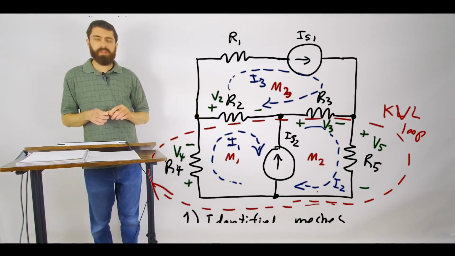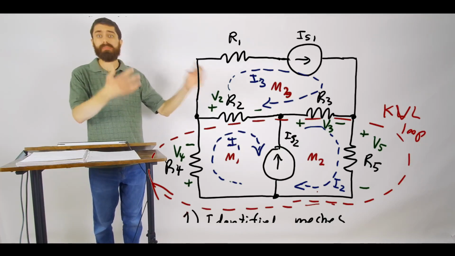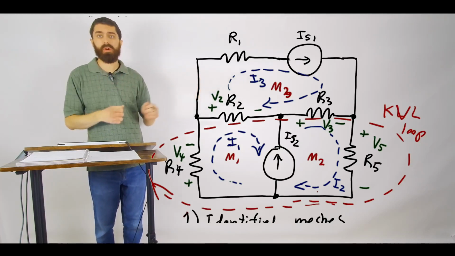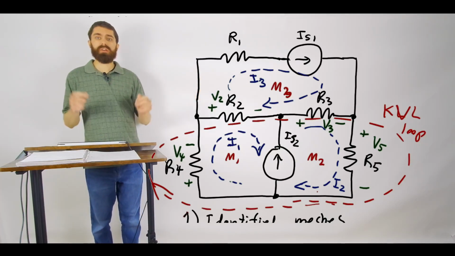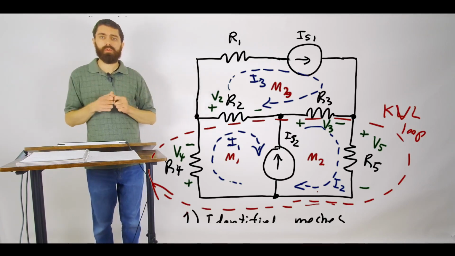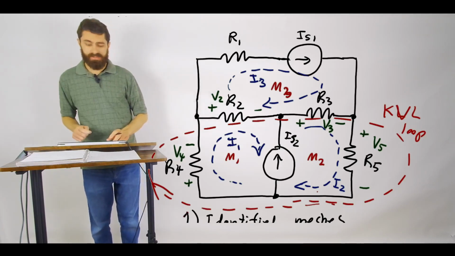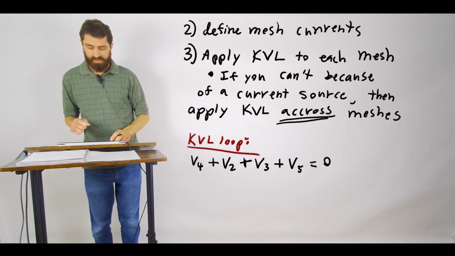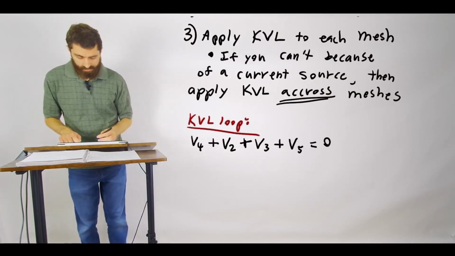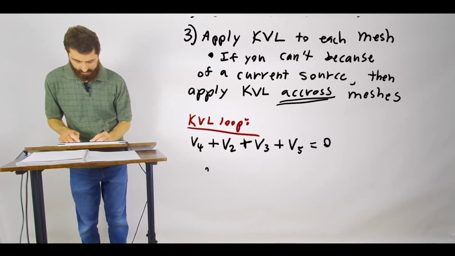So you might then ask, okay, one equation, but we have three unknowns. We have three mesh currents we're wanting to solve for, I1, I2, and I3. So we need to have two other equations. So that's the next step if you have these current sources.